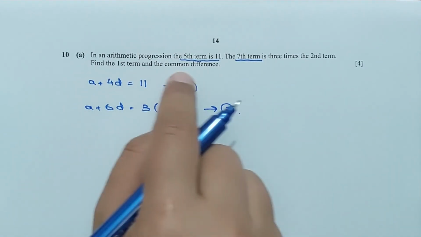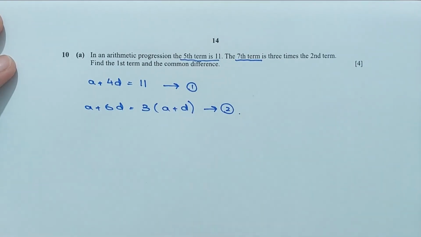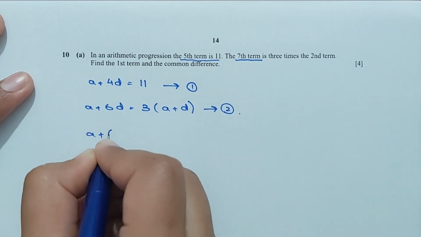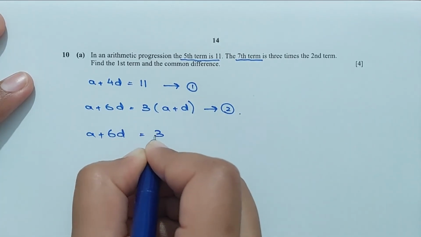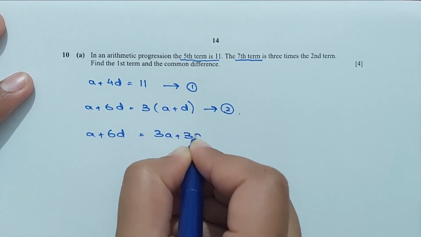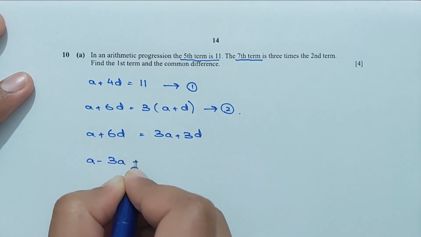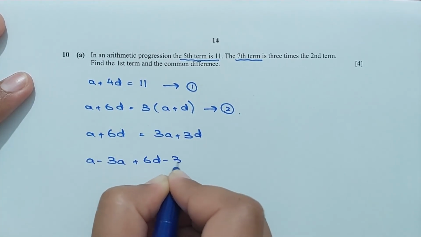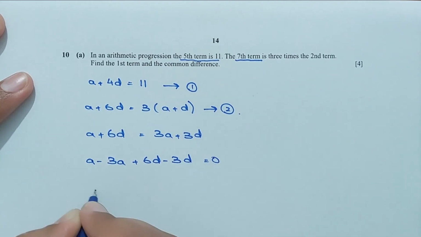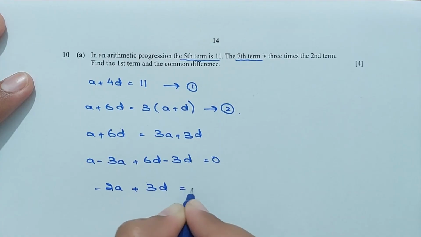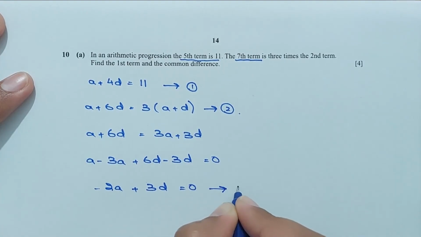Now find the first term and the common difference. Right, we have to solve for a and d. a is the first term and d is the common difference. a plus 6d equals 3a plus 3d. So we have a minus 3a plus 6d minus 3d equals 0. So minus 2a plus 3d equals 0. So this is my third equation, we can say.